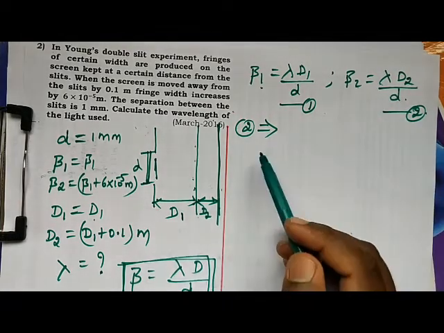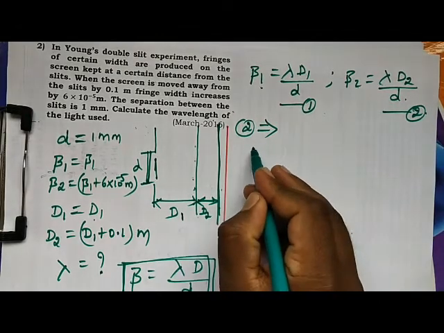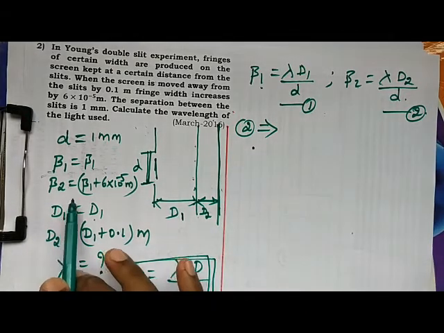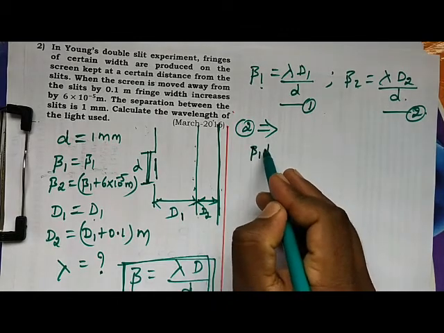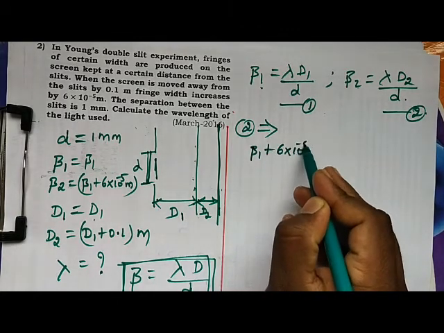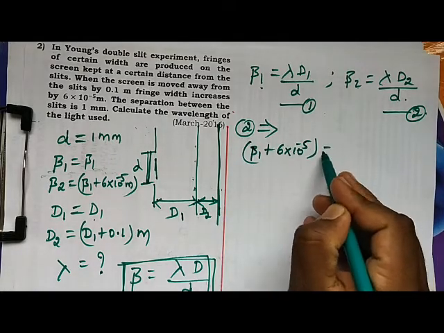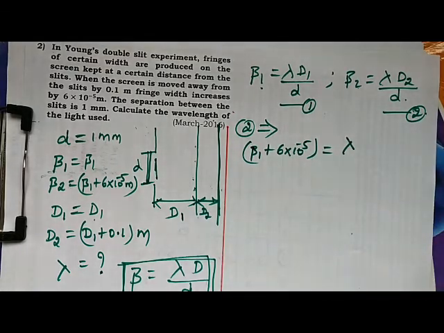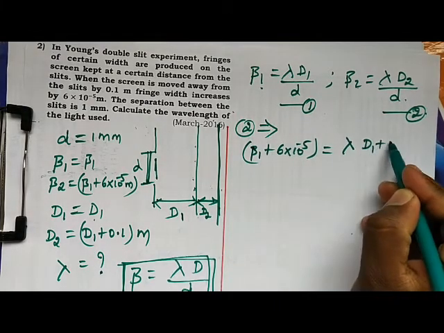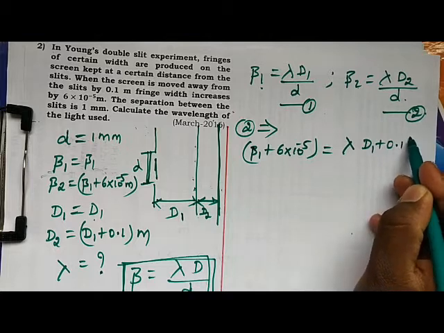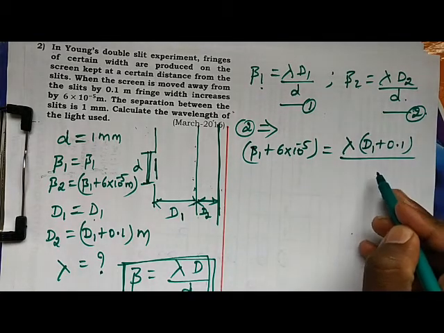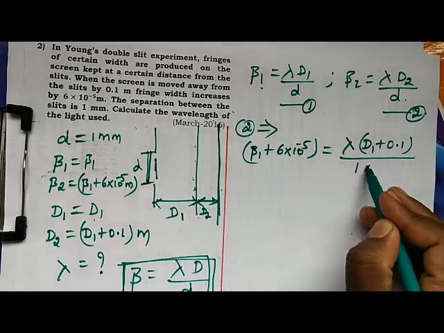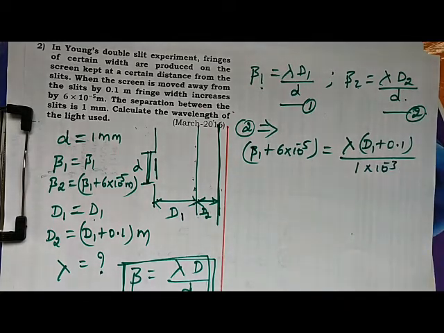In this equation number 2, beta 2 can be written as beta 1 plus 6 into 10 to the power of minus 5 meter, which equals lambda, the wavelength of the light used, common, remaining d2. So d2 distance we are going to express in terms of d1, that is d1 plus 0.1 meter, divided by the distance between the two slits, which is 1 millimeter, that is 1 into 10 to the power of minus 3 meter. So this is all about the given data.